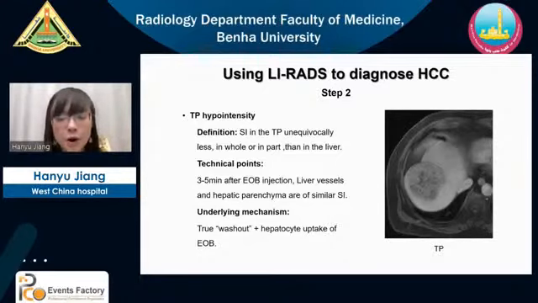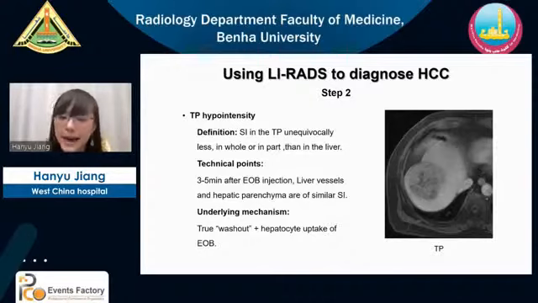On the optimal images of the transitional phase, the liver vessels and the hepatic parenchyma are of similar intensity, as we can see from the image here. On these slides, we would anticipate observing the hepatic veins, but we cannot see them. Rather, the hepatic veins are of similar signal intensity as the surrounding liver parenchyma. So this is a typical transitional phase image of a patient with hepatocellular carcinoma.